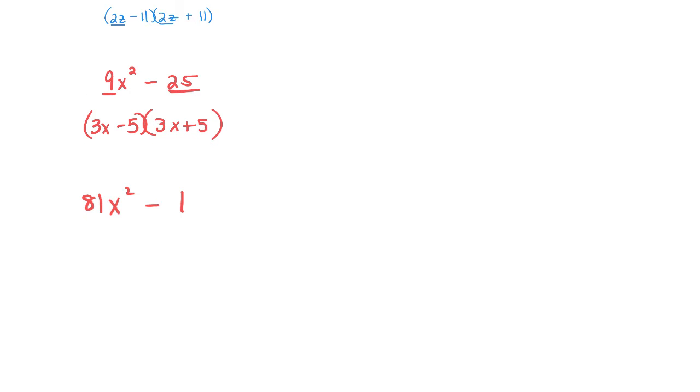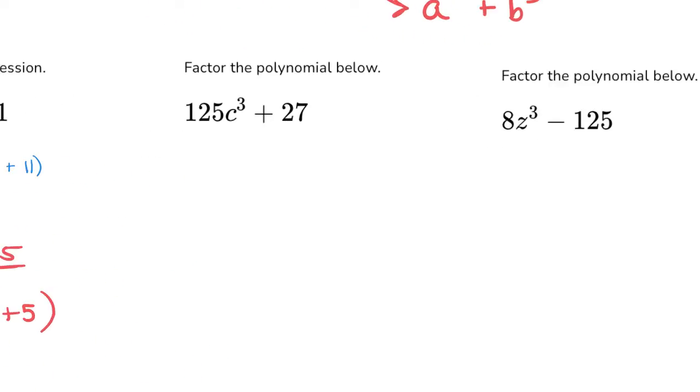This is like a 9x that's squared. So I go, okay, 9x times 9x gives me 81x squared, and 1 times 1 gives me 1. I'll make one negative, one positive. I'm done. All right, sum of cubes.